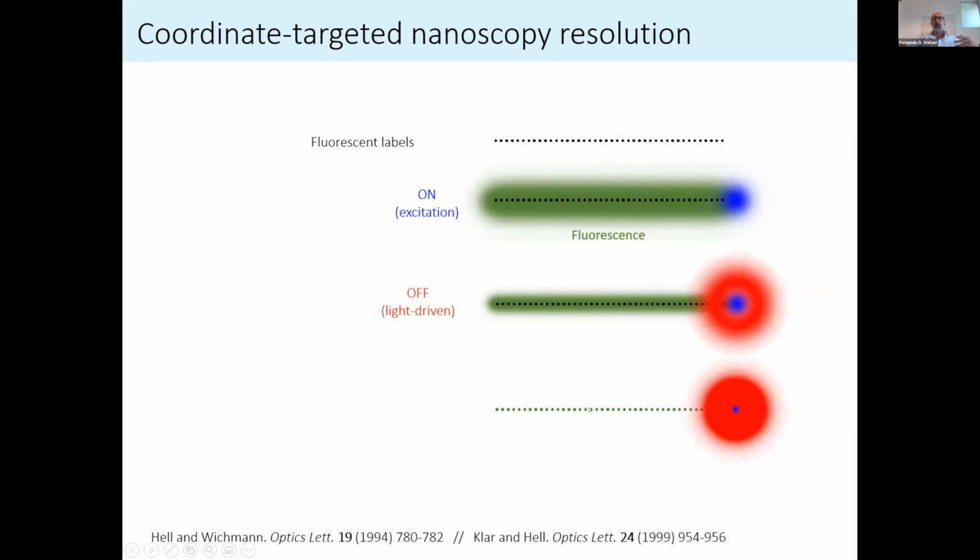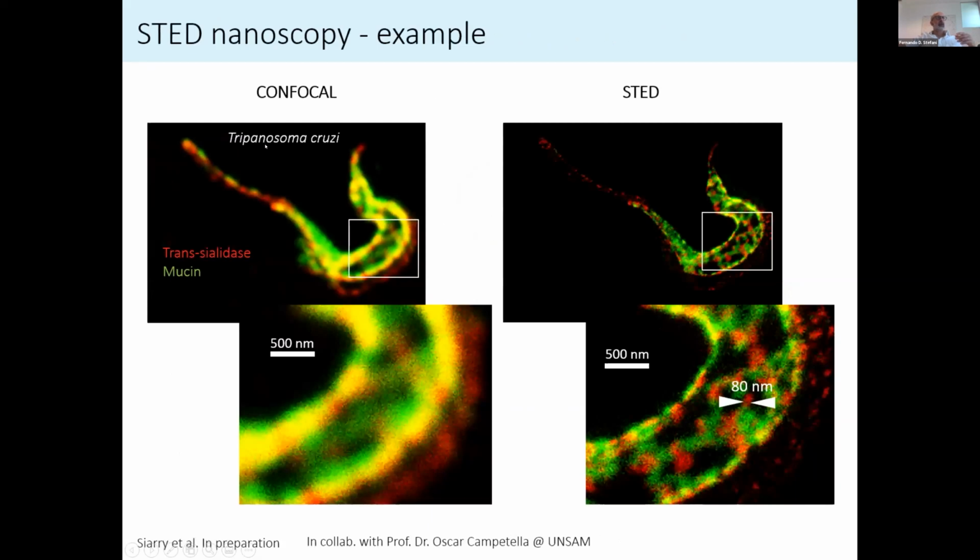In other words, our resolution is improving and improving as we increase the laser intensity of the suppressing beam, or depleting beam. Under this common mechanism, there are a number of techniques that have been developed, and the most popular one is stimulated emission depletion microscopy, or STED microscopy, but there are many others. Here you see an example: a conventional confocal microscopy image of two proteins on the surface of this parasite, and on the right you see a super resolved image obtained by STED, and of course the amount of information you obtain is considerably higher.